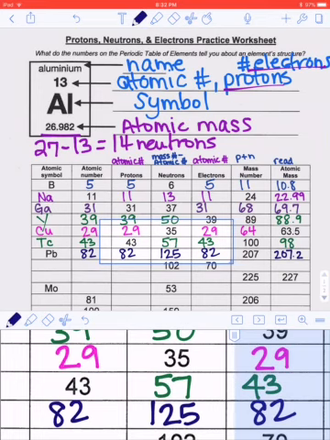All right, so you guys are going to do the rest on your own, and then after, I would say about 20 minutes, then you can get the answers. And then we are going to do notes on isotopes.